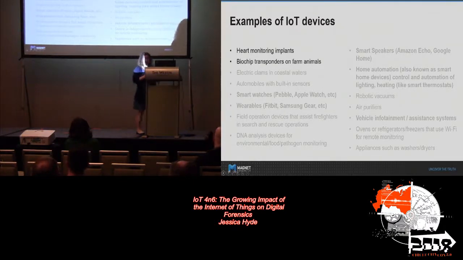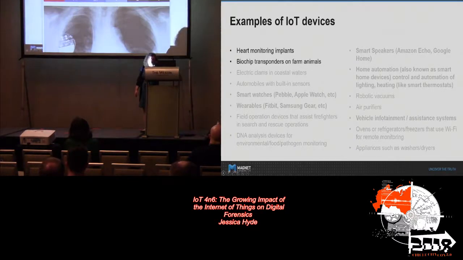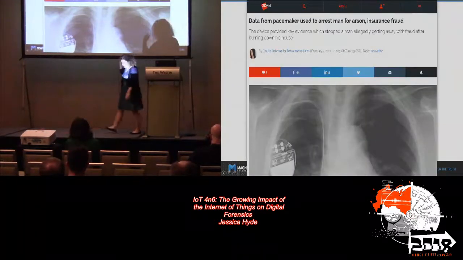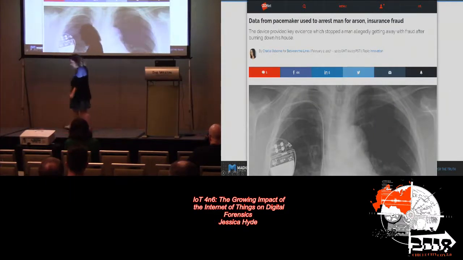Everything from heart monitoring implants, which have been used in cases to prove that heart rate isn't elevated at the time it would be, to biochip transformers on farm animals. And this is actually this case where this pacemaker, this gentleman in the UK, he set fire to his house and then made an insurance claim. He said that his house had caught on fire.